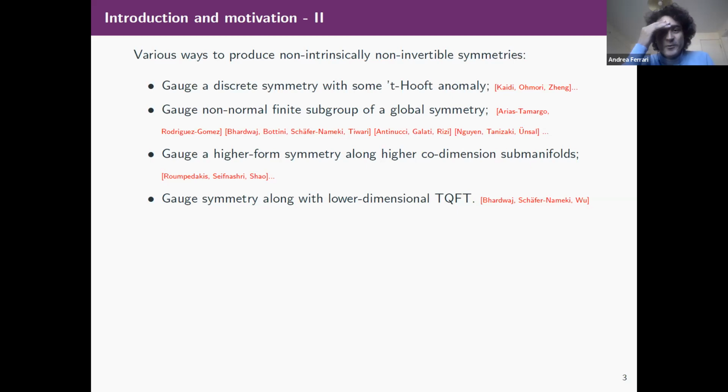Now we know that we can produce non-invertible symmetries, especially what are now known as non-intrinsically non-invertible symmetries, by means of some gauging procedure. And there are a variety of things that we could do to produce them, and they have appeared in a series of fantastic papers. For example, we could gauge a discrete symmetry with some mixed anomaly, or we could gauge a non-normal finite subgroup of some global symmetry, or we could gauge a higher-form symmetry along some higher codimension submanifold, which is connected to the notion of condensation defects. Or we could, for example, gauge some symmetry along with some lower-dimensional TQFT supported on some submanifold.